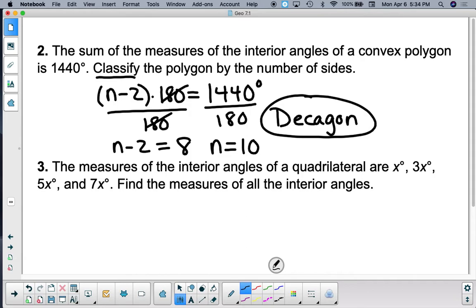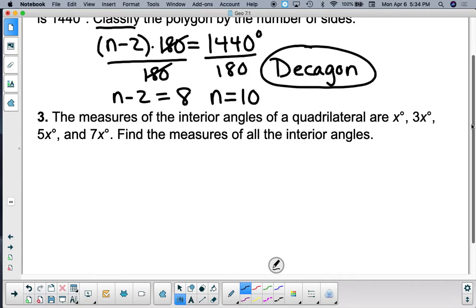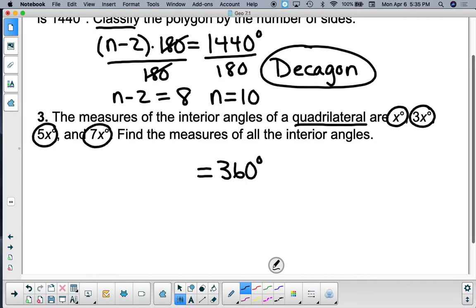Okay, let's look at this next one. It says the measures of the interior angles of a quadrilateral are x, 3x, 5x, and 7x. Find the measures of all the interior angles. Alright, so it's a quadrilateral, so we know that they all add up to 360, right, because we have that corollary. So if I add these up, x plus 3x is 4x, plus 5x is 9x, plus 7x is 16x. So if I add all 4 up, I get 16x is equal to 360.